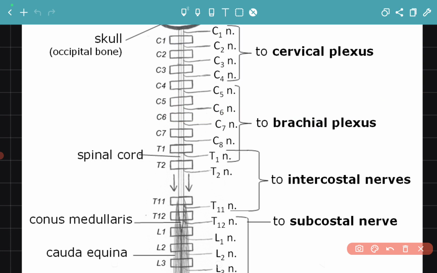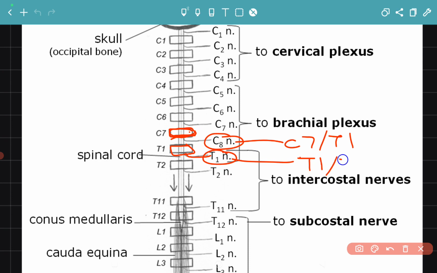But it gets reversed in C8 and the nerves below. So the C8 nerve lies below the C7 vertebra. That means it is going to lie between the C7 and T1 vertebrae. If we consider the T1 nerve, it is again lying below the corresponding T1 vertebra. That means it lies between the T1 vertebra and the T2 vertebra, which is this and this. Between T1 and T2 lies the T1 nerve.